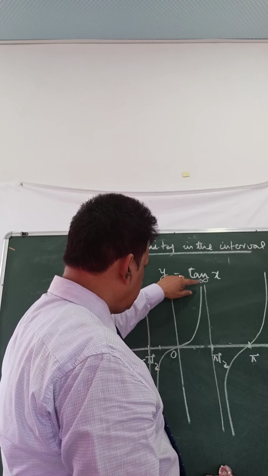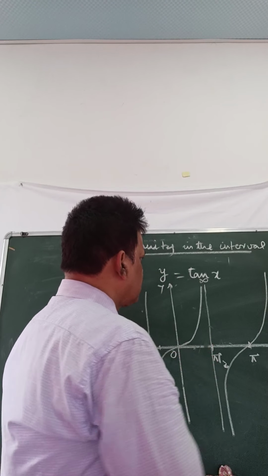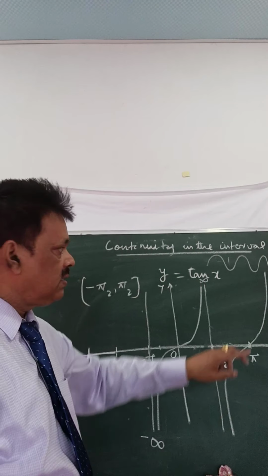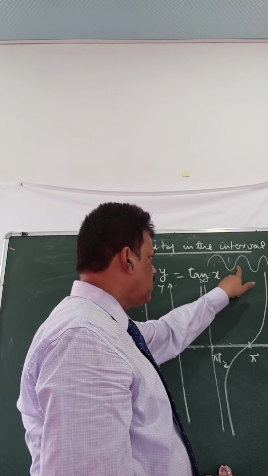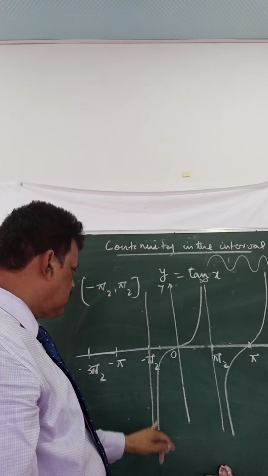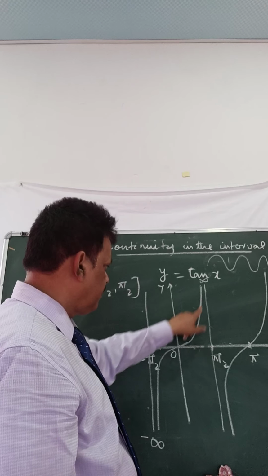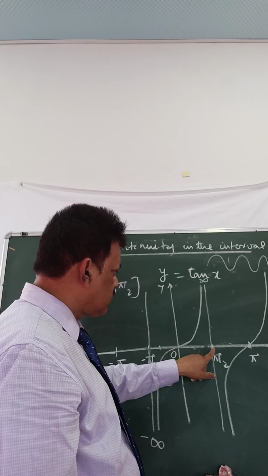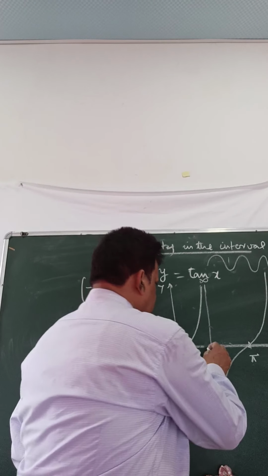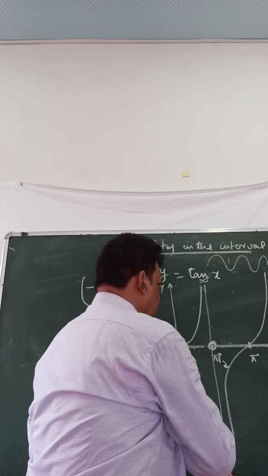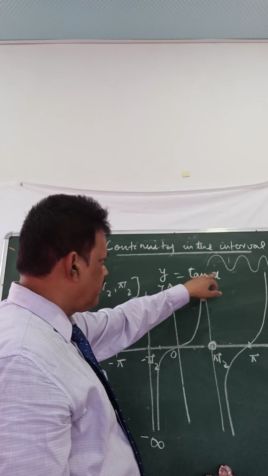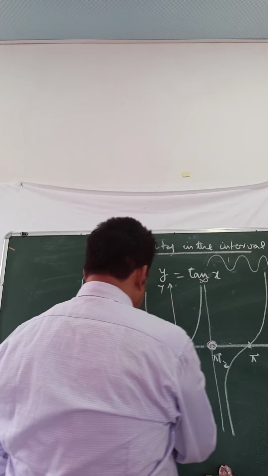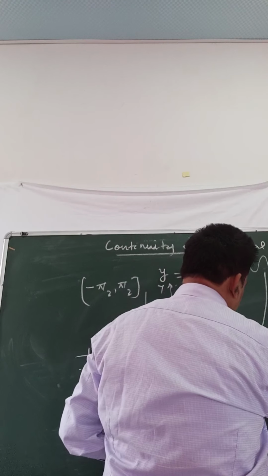This is continuous between a particular interval, but sin x was continuous for all the values. So that is the difference. Sin x is continuous for all the real numbers. Tan x is continuous only between some intervals, meaning it is continuous from minus pi by 2 to pi by 2, excluding pi by 2, because tan pi by 2 is infinity, not defined. That is why this point is not counted, this point is not counted, this point is not counted.